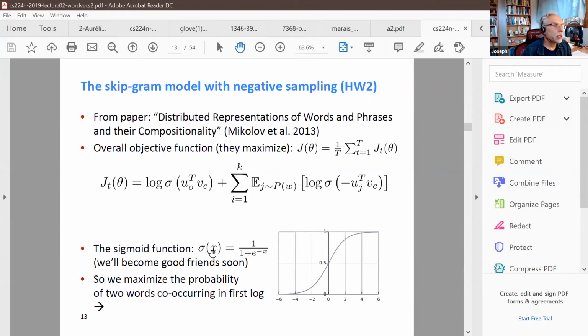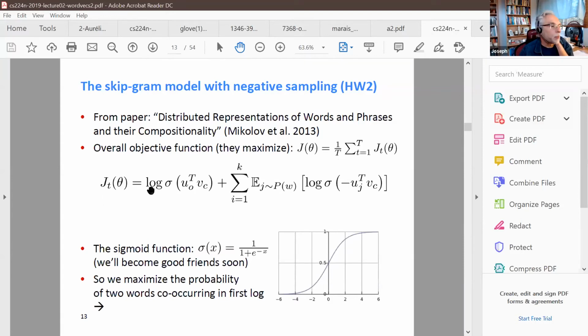The sigmoid function is the objective function that they use. J of theta is over the entire corpus, and T is all the words in the corpus, so you're summing. J_T of theta is the loss function for a single word, and then you're summing over the entire corpus and averaging to get the loss function for the whole corpus. So let's take apart this little piece here: the loss function for a single word.